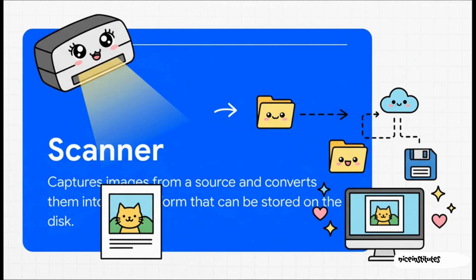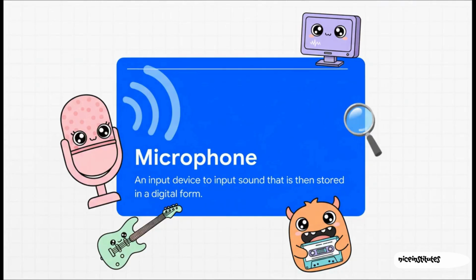First up, the scanner. Super straightforward. Just think of it as a photocopier that's hooked up to your computer, turning any physical paper or photo into a digital file you can save and edit. Next, the microphone. This one's easy. It's the computer's ear. It captures any sound around it, whether it's your voice for a video call or you playing a guitar, and turns it into digital audio.